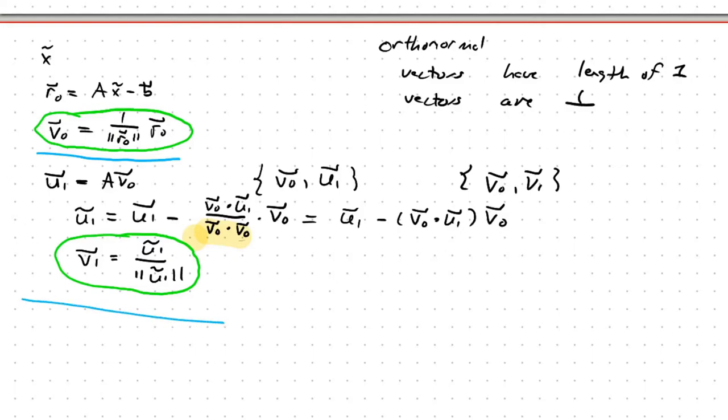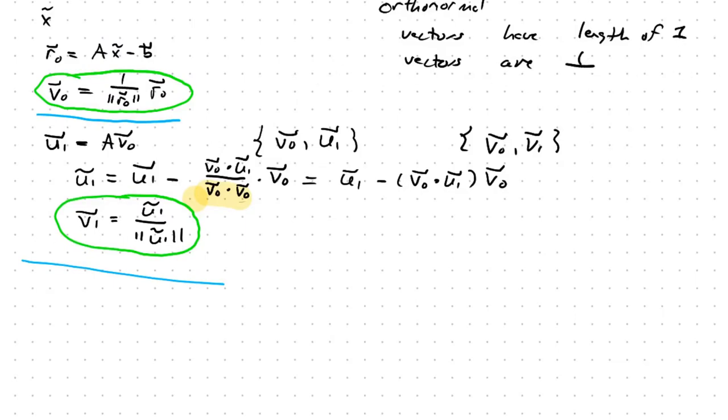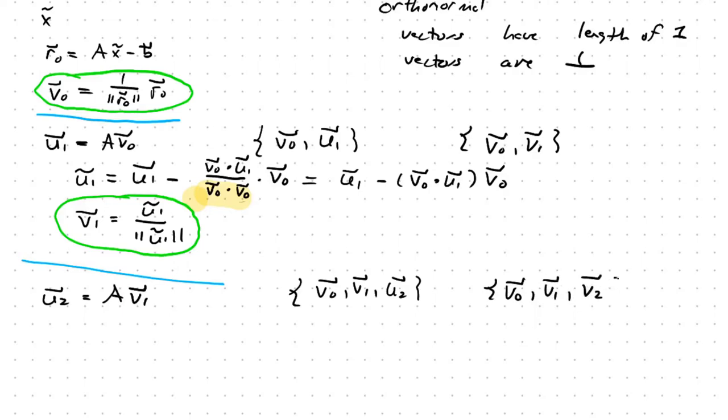So now for the third try, what am I going to do? I'm going to create a U2. It's just going to be A times V1. So now what do I have? I've got a space given by the span of V0, V1, and U2. And I want to write it in terms of the span of a different set of vectors that are orthonormal. So I'm going to have V0, V1, and V2. V0 and V1 are already orthogonal to one another. So I'm going to need an intermediate U2.